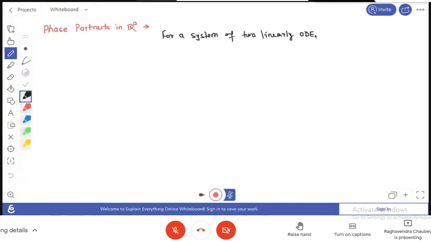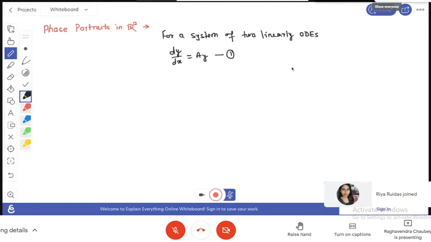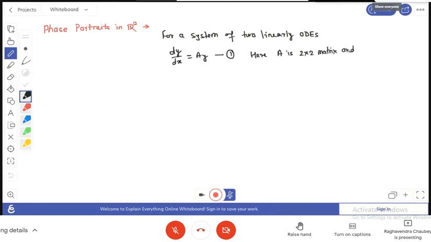Of equations, and if this equation is defined by dy by dx equals Ay, and suppose this is equation number 1, here what is A? A is basically a 2 cross 2 matrix, and what is your y? Basically y is a vector which is 2-dimensional. So its components are y1 and y2.